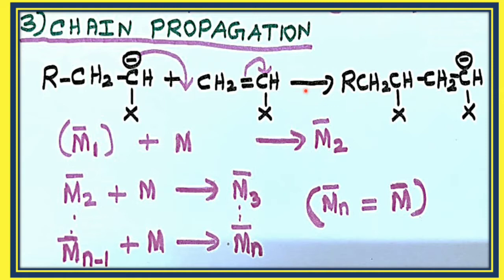The third step is the chain propagation step. In this step, the M1 minus formed further attacks another monomer molecule to form M2 minus. Therefore, M1 minus plus M gives M2 minus. Further, M2 minus reacts with another monomer to give M3 minus and so on to give Mn minus. In general, M1 minus, M2 minus, Mn minus are represented as M minus. This is a polymer anion.